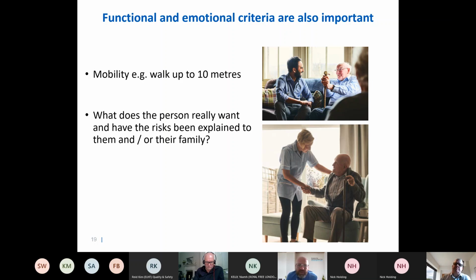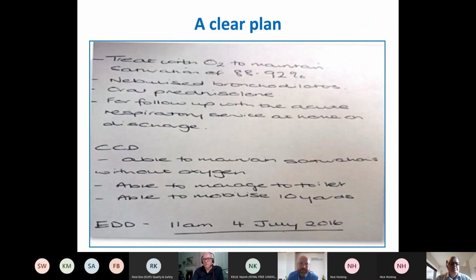But what does the patient really want? It's important to have the risks explained to them and their family, the risks of discharge and equally the risks of staying in hospital. And these clear plans, clear medical plans, are really important.